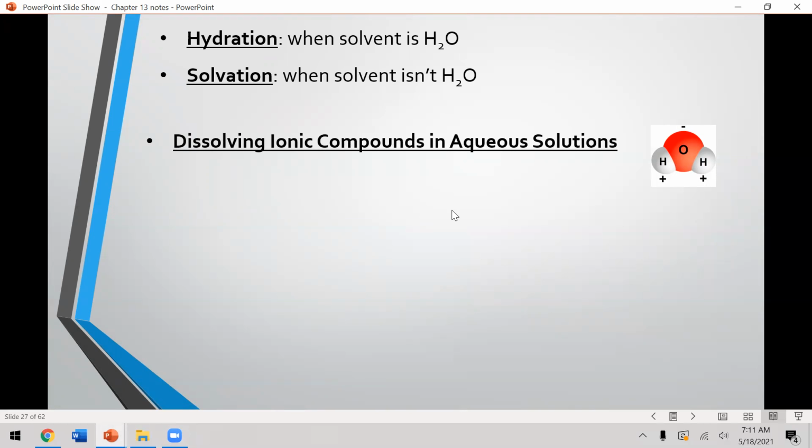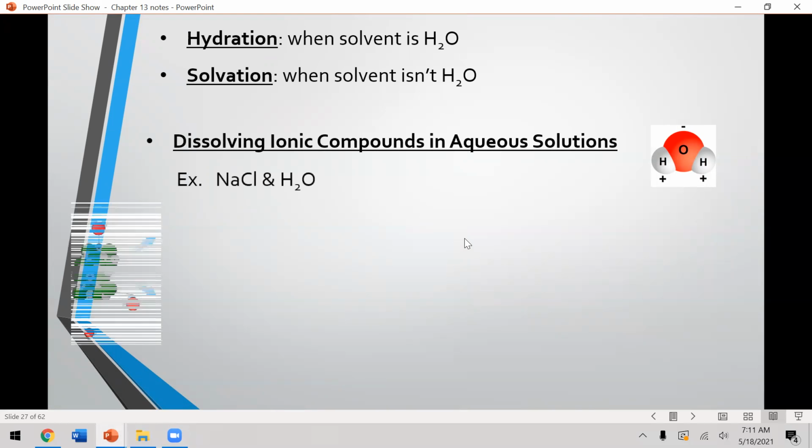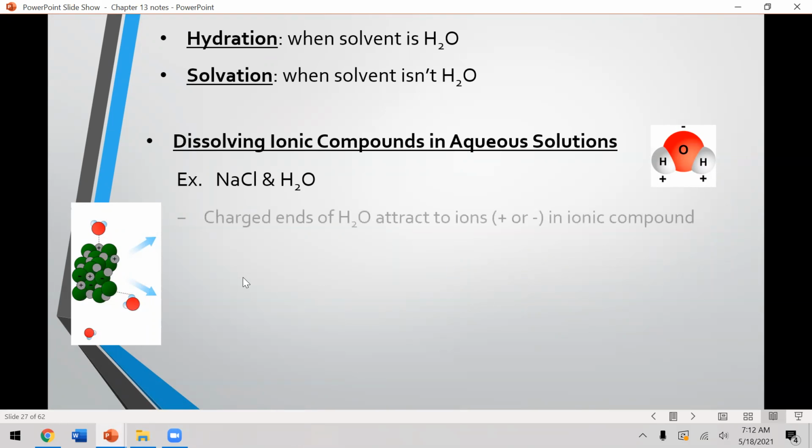So if we're dissolving an ionic compound in an aqueous solution, aqueous meaning water, for example, sodium chloride, NaCl, table salt, and water. So this is what our sodium chloride looks like. Sodium is the gray positive metal, and chlorine is the green negative nonmetal. They've bonded together. And then we have our water molecules. So basically what happens is you have these charge ends of the water molecule. So we have two positive hydrogen ends and one negative oxygen end.